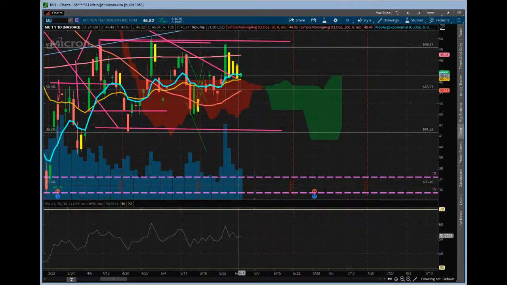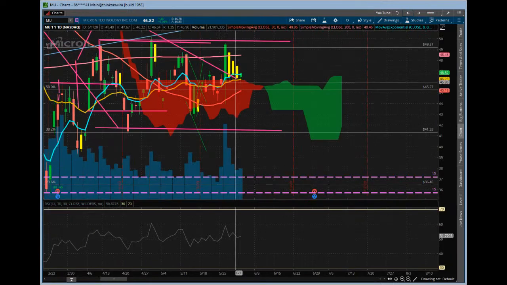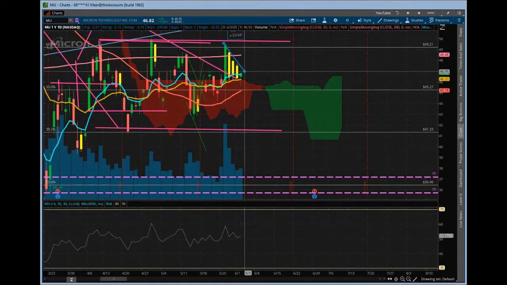Triple inside day. Tried to push it down today, right? But the semis were strong. The whole semi sector was strong today, so I'm not surprised they bought the dip on it. That's the tricky part right there. But it did try to take the triple inside down and then came back in the range. It's still contained by this macro candle right here, so it's really kind of getting tight in there.